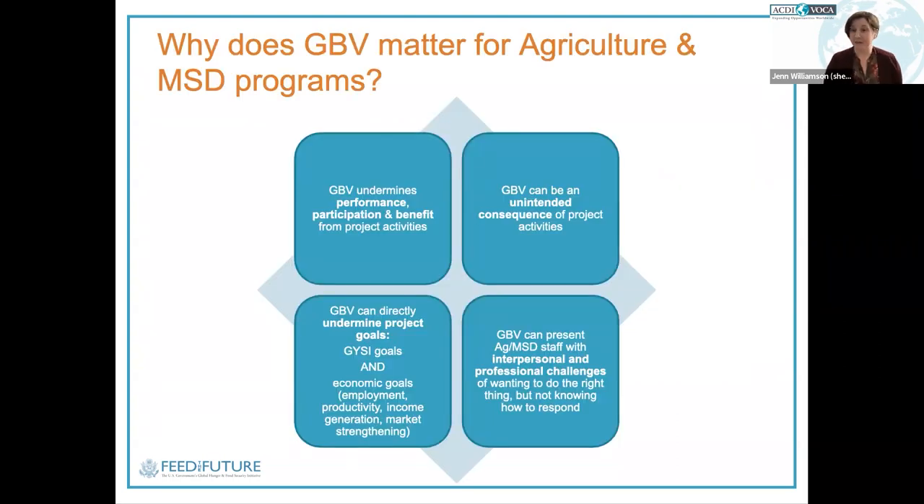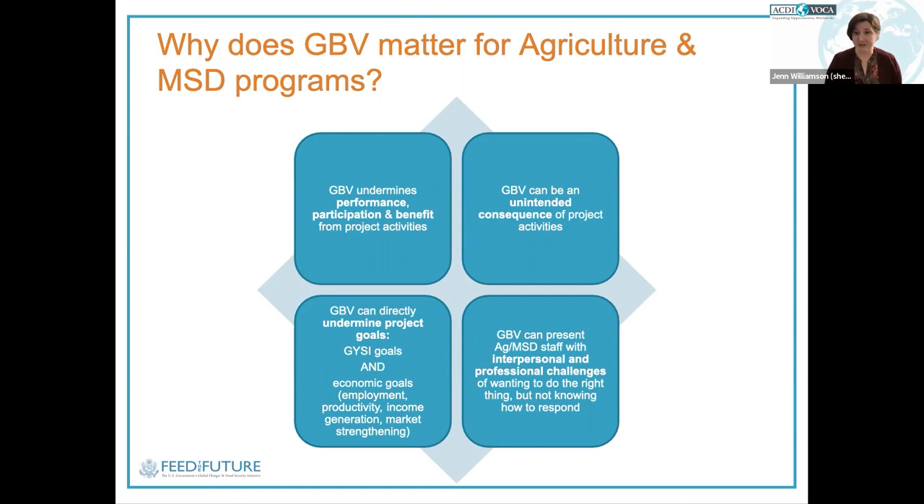So why does it matter among the economic costs? As you've noted, gender-based violence undermines performance, participation, and benefit from project activities. So when we are trying to achieve certain objectives, we know that it can certainly impact all of those things. It can directly undermine the goals we're trying to achieve, not just from a gender, youth, and social inclusion perspective, but also those exact economic goals. It affects employment, productivity, income generation, market strengthening. So it can be a perhaps hidden cause of undermining those goals, and that's something that we want to surface.